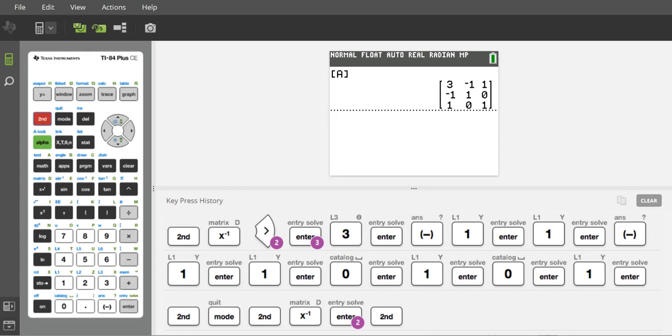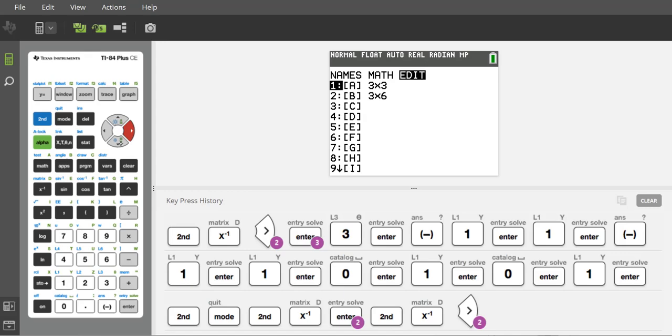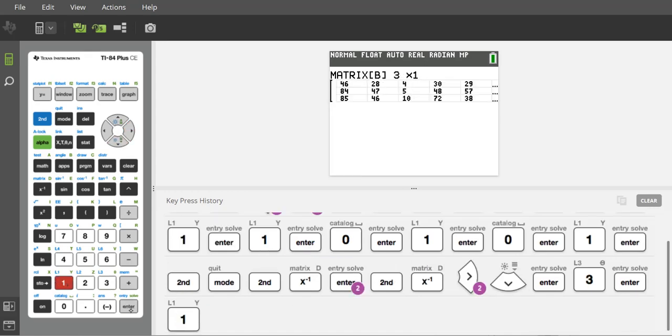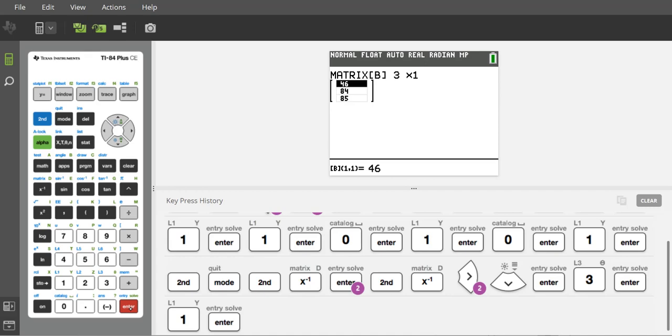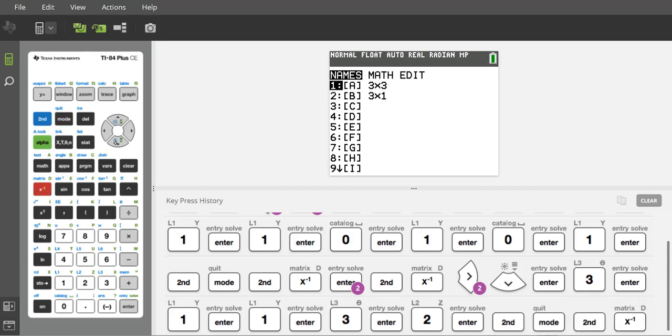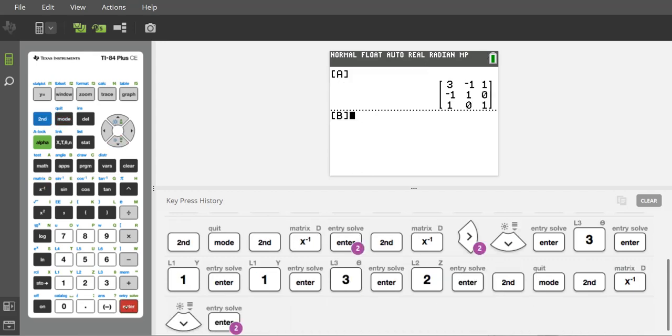Now I need to do second matrix, edit, down to matrix B. This is a 3 by 1 matrix, and it was 1, 3, 2. I'm going to look at my matrix B and make sure I typed it in correctly. Okay.